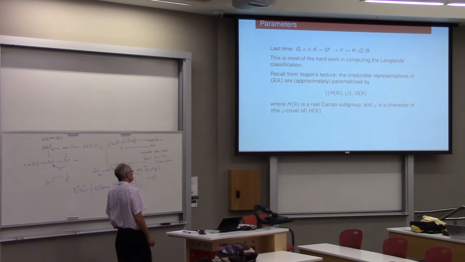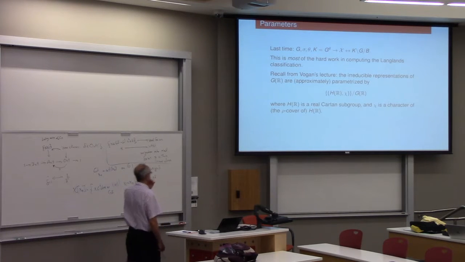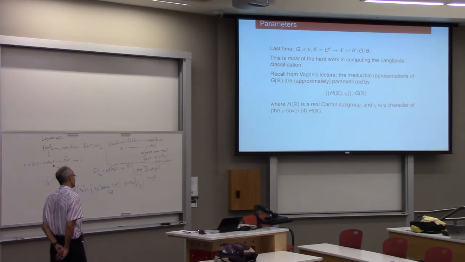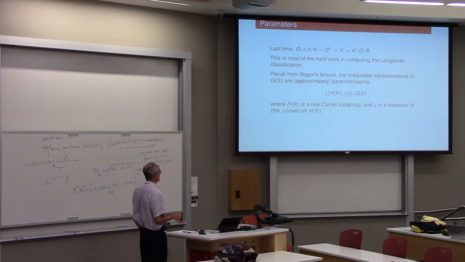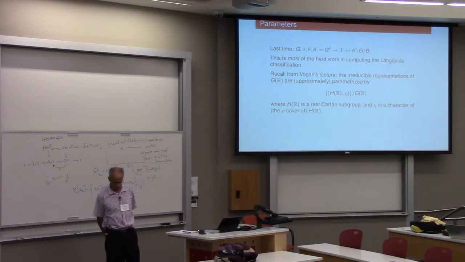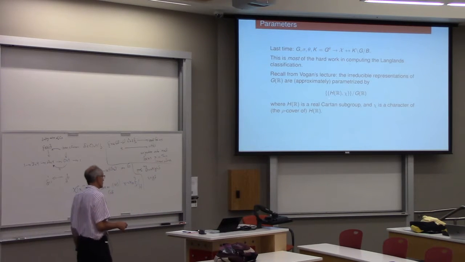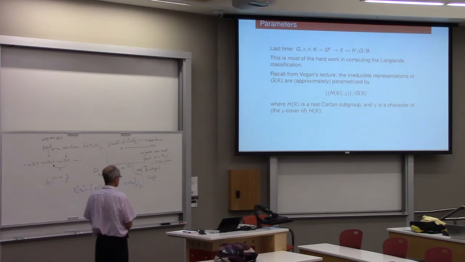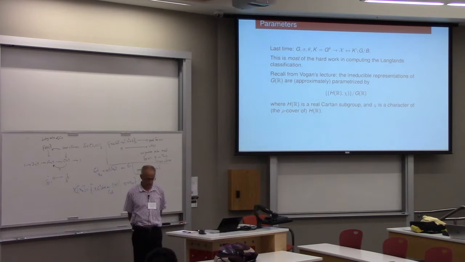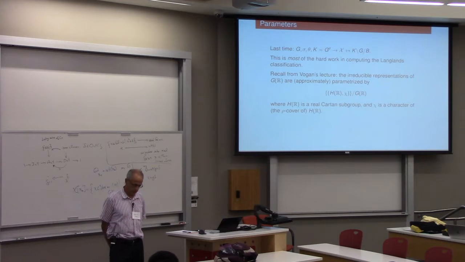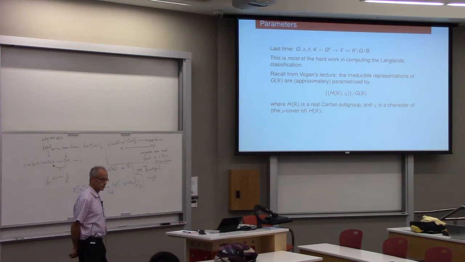But anyway, so recall from David's lecture this morning that the irreducible representations of a real group are approximately parameterized by pairs, a real Cartan and a character of that Cartan, up to conjugacy by the real group. And one of the reasons for the word approximately is because of this rho cover business that David mentioned, which I'll say a word about. And this holds if the infinitesimal character is regular, and this can be made precise. If the infinitesimal character is singular, a few more words are necessary, but it's a good heuristic.